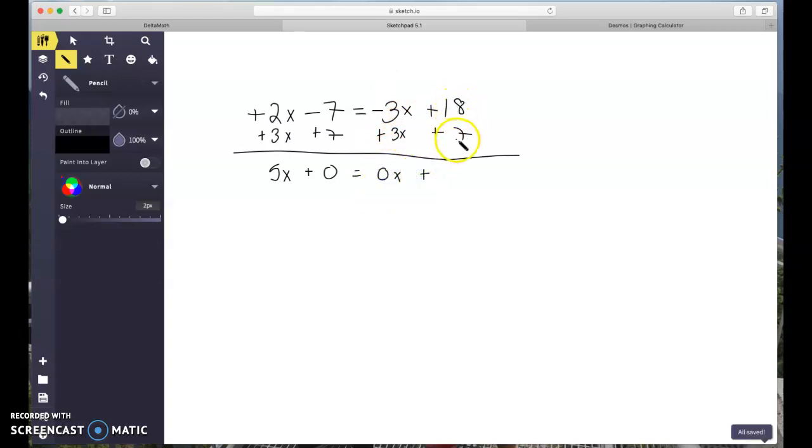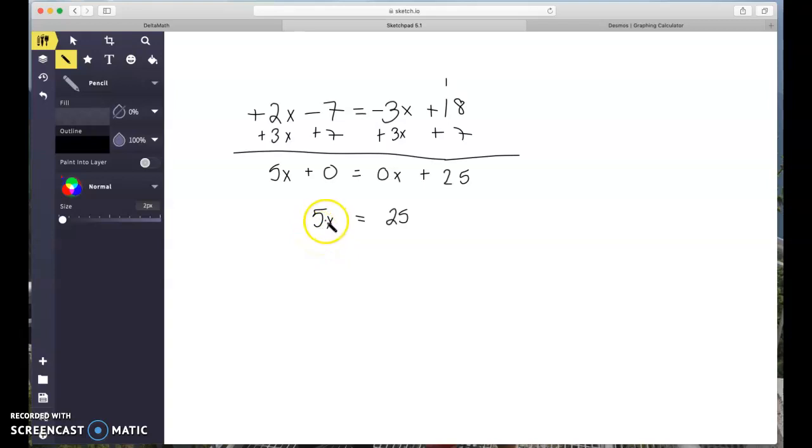And 18 plus 7, 8 and 7 would be 15, and 1 and 1 is 2, so that gives me 25. When I simplify both sides, I end up with 5x equals 25, right? Because 5x plus 0 is 5x, and 0x plus 25 gives me 25. All right, so now I just need to do one last step. I have to get x by itself. It still has this 5 attached, so I have to get rid of that 5.